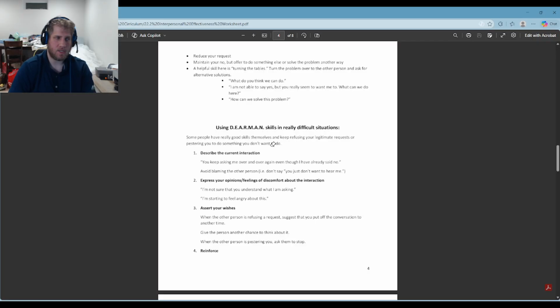Now this next section here is a good one. It's if someone is being super resistant, and this can be very hard. Let's say you've been able to advocate for yourself and they're still just being persistent. Being able to look at the deer aspect can hopefully lead to the resolution that you're looking for.